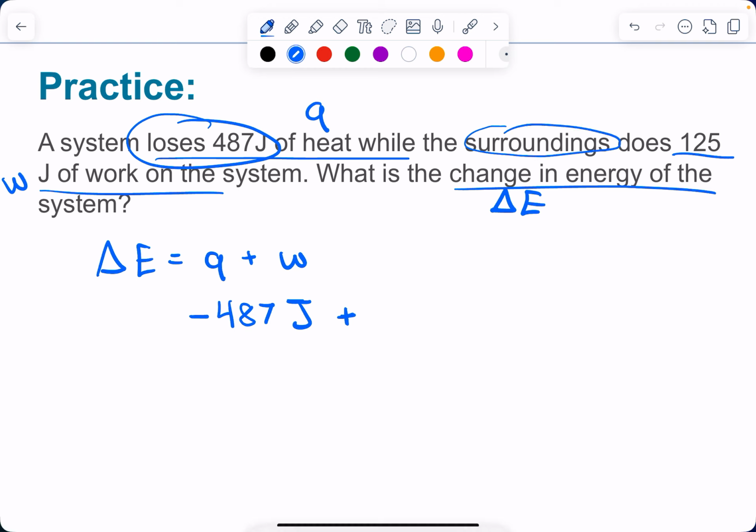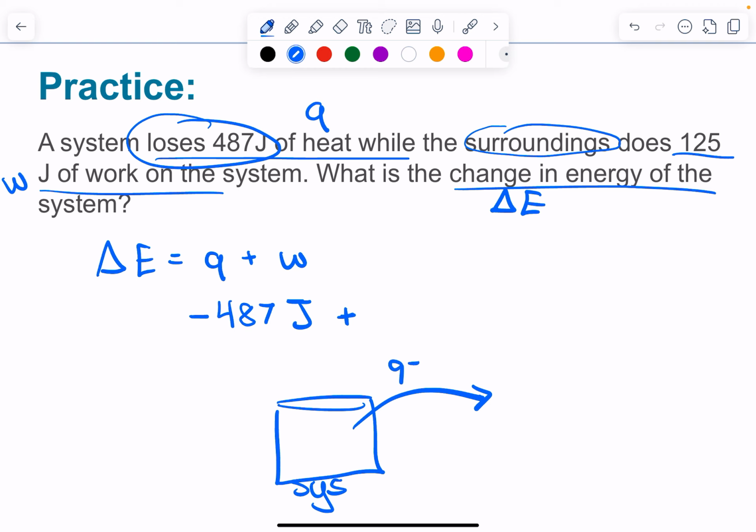So let's draw a picture of this. Here's our system. Okay. Heat is going out. And I'll even say negative 487. Let me be even more specific here because this kind of gets people confused. The Q of the system is negative 487. Okay, let's talk about this whole thing in terms of the system because they want to know the delta E of the system. So what's the Q of the system? What's the work of the system?